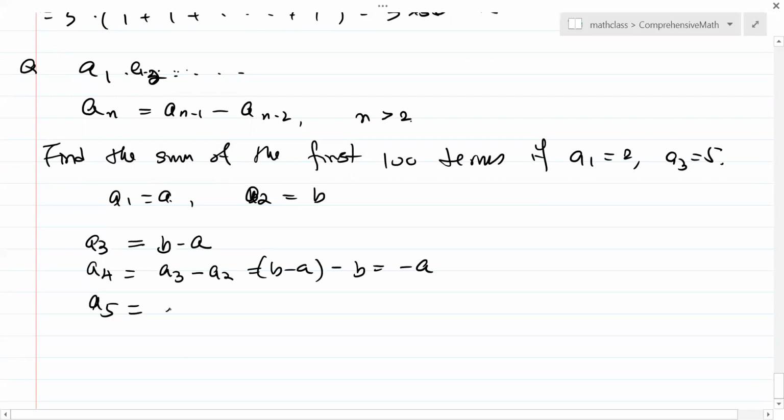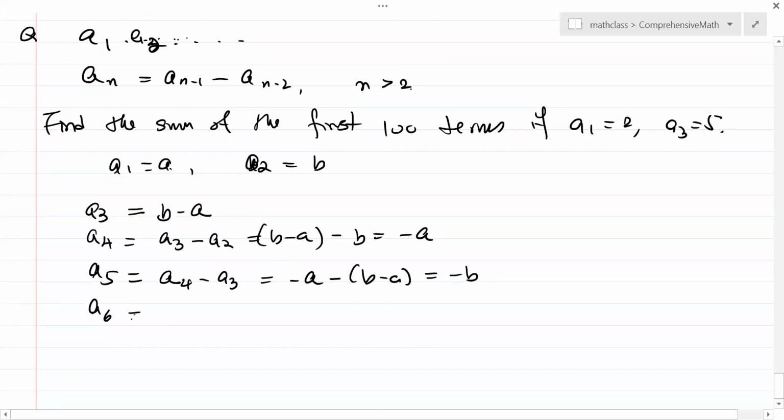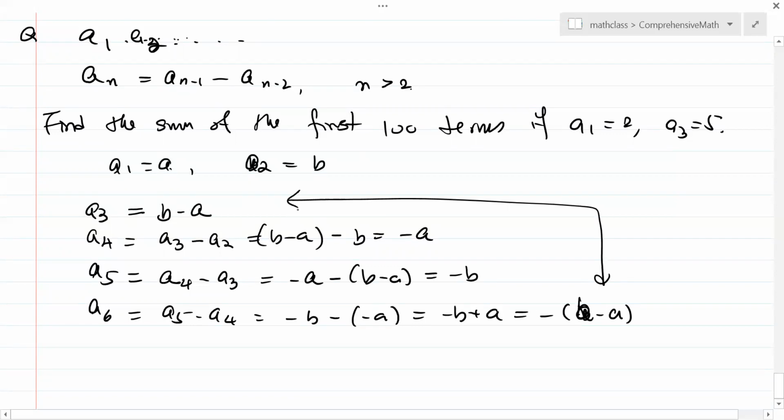A5 is going to be A4 minus A3. So A4 is negative A, A3 is B minus A, so minus that, I get negative B. Not too bad, it's not getting worse. But I try to find the pattern. Negative A minus (B minus A) gives negative B. Okay, it's getting close, right? Look at this too.